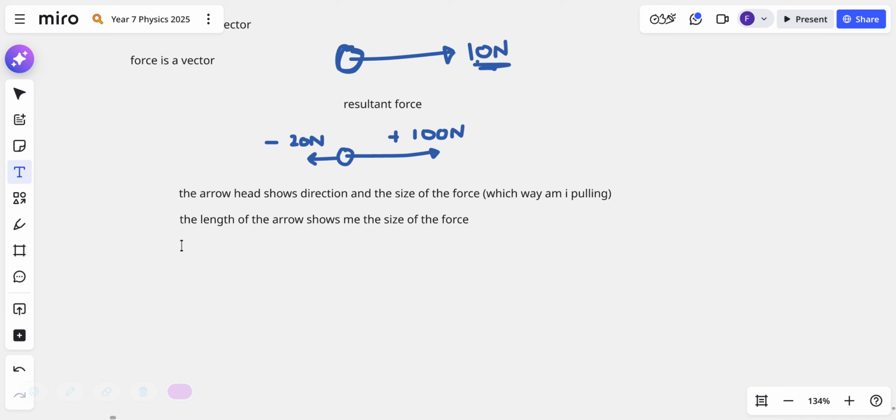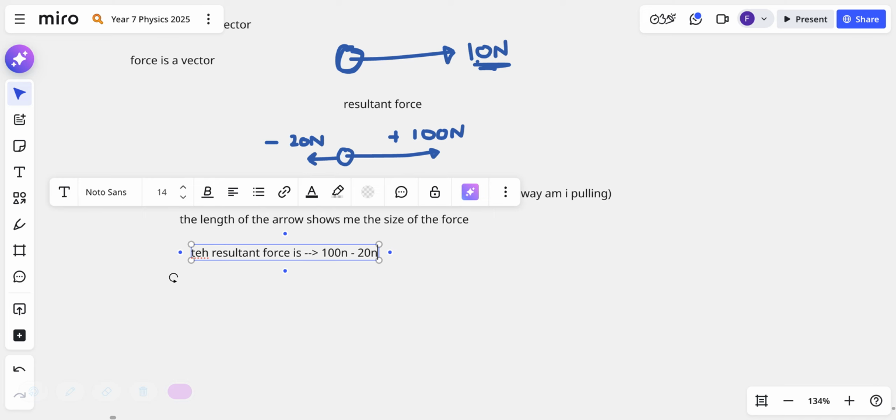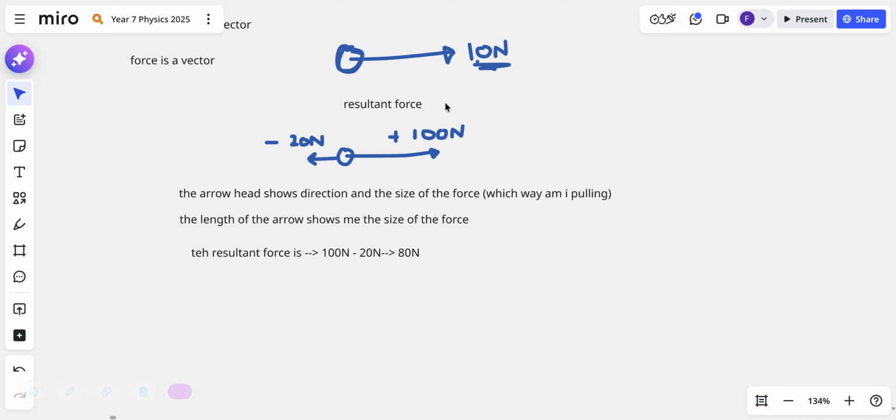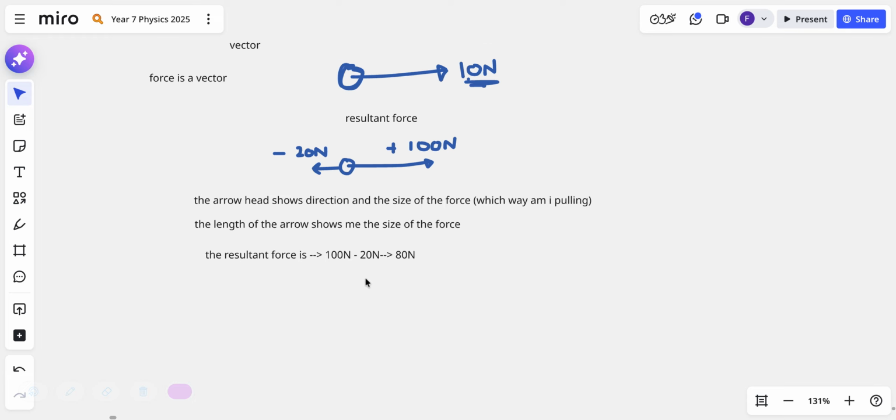So the resultant force is, really simply, 100 newtons minus 20 newtons, with a resultant force of 80 newtons. So you just do 100 minus 20, they're in opposite directions. The resultant force is the overall force.